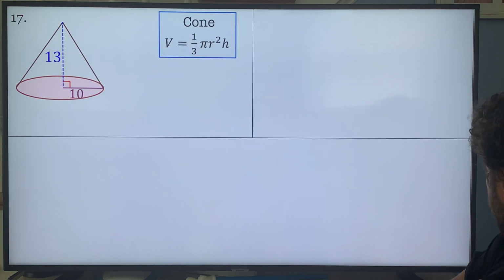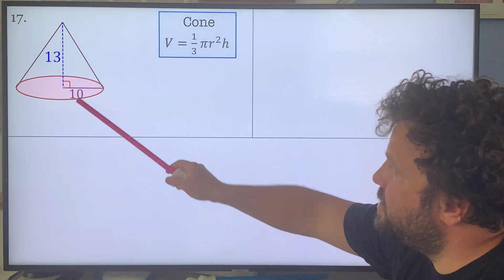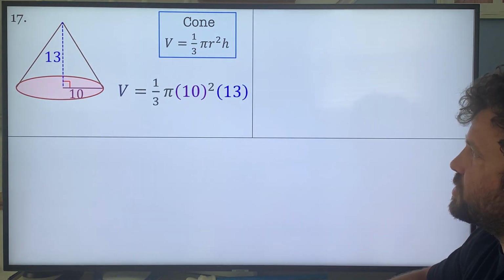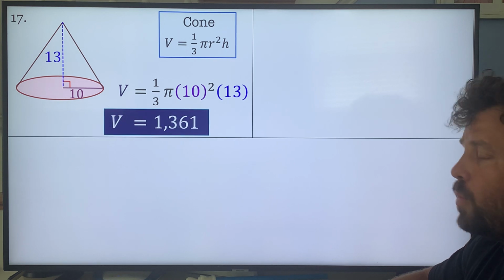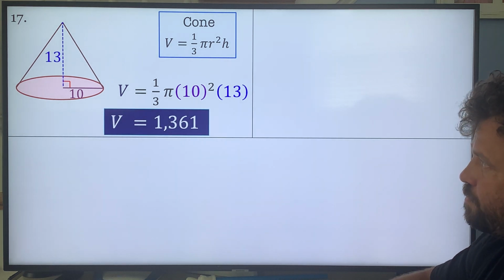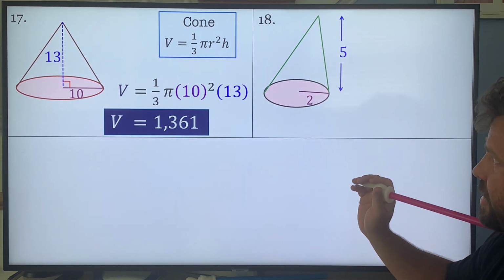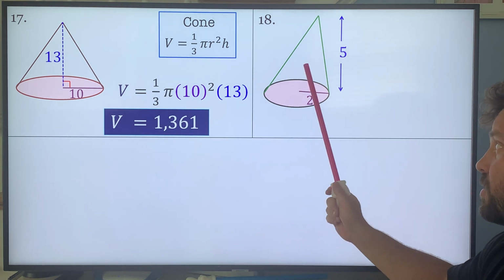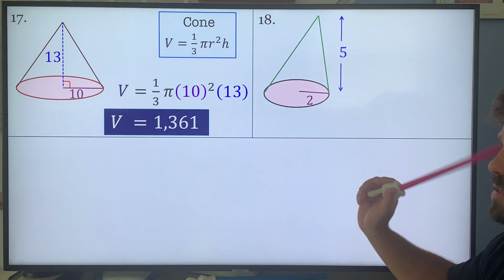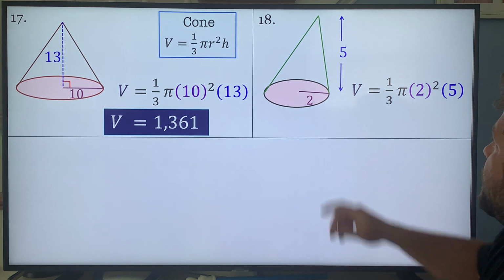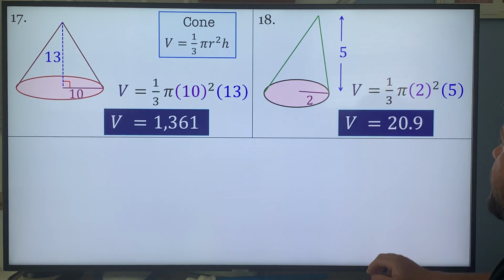Number 17. Cone. Radius is 10. 1/3 pi, 10 squared times 13, 1,361. 18 is still a cone, just an oblique cone. Radius is 2, height is 5. 1/3 of pi, 2 squared times 5 is 20.9.